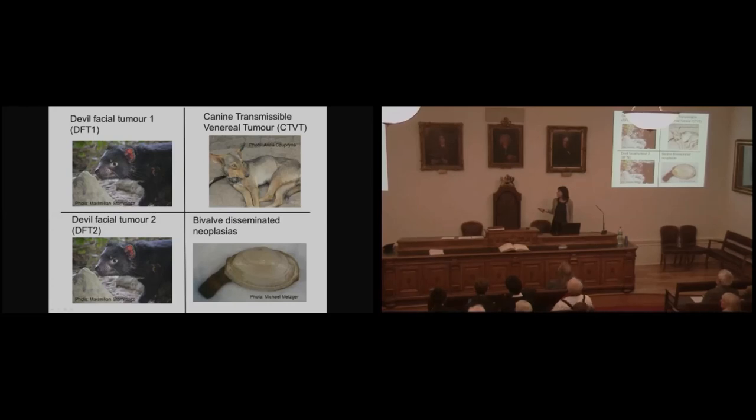So in the case of DFT1, we know that at least part of that is this downregulation of MHC, which is probably quite an unlikely thing to come about. We don't know yet about DFT2. It seems like in CTVT in dogs, there's also a downregulation of MHC. And we still don't even understand whether bivalves really have much of an immune system, but they probably have some defenses to protect them against this type of thing. So I think overall, this transition from being a cancer in one individual to being a transmissible cancer is probably really unlikely to happen because of these bottlenecks, these two things which have to happen together, both of which are probably quite rare.